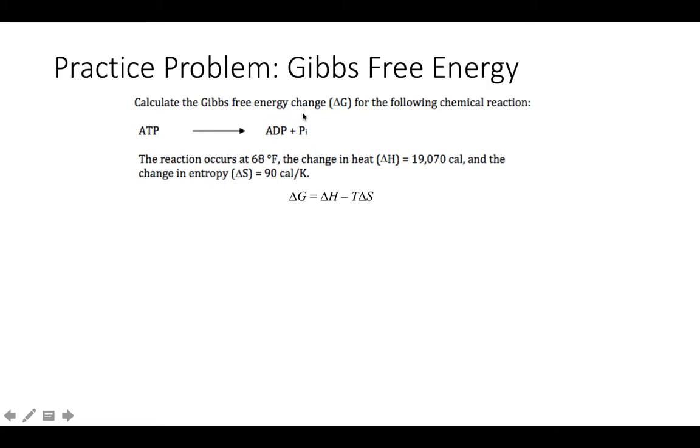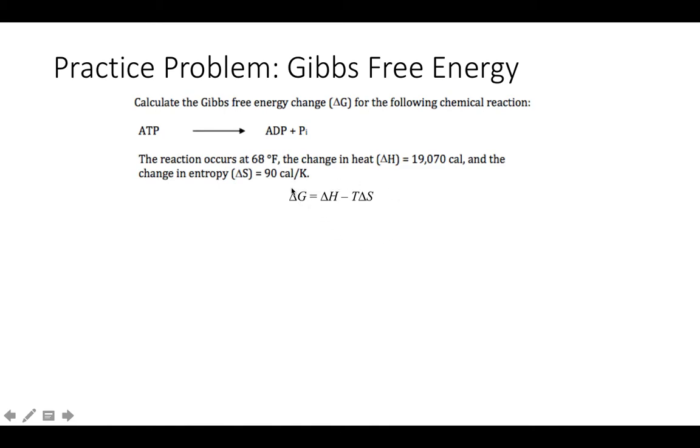So, and this is super common in our unit right now, looking at photosynthesis and cellular respiration. The reaction occurs at 68 degrees Fahrenheit. The change in heat, delta H, is 19,070 calories, and the change in entropy, which is represented by this delta S, is 90 calories per Kelvin. So if we look at this, we know that we have our temperature in two different units, so that's going to be the first thing that we're going to need to change.